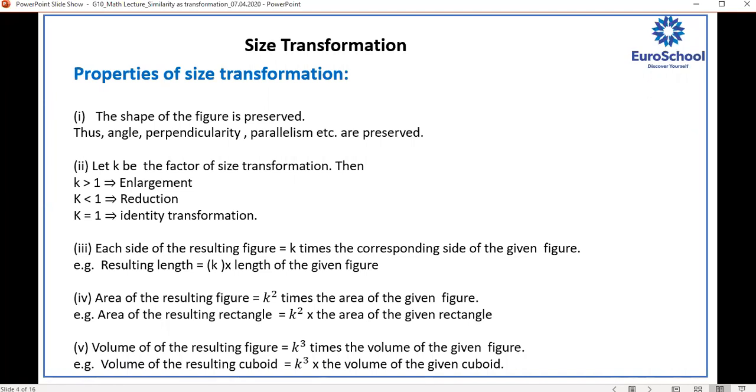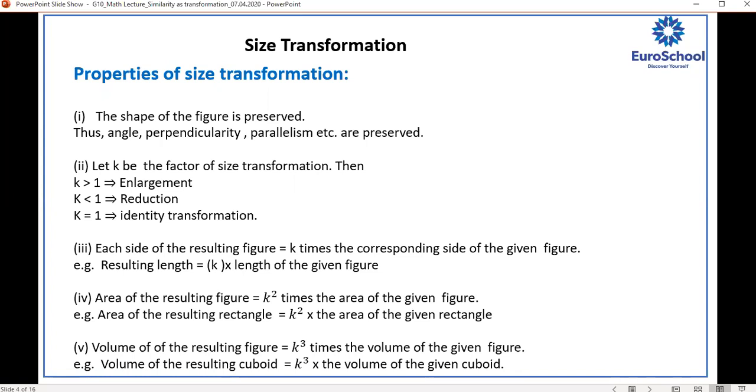Okay, now let's talk about the scale factor. If the scale factor is greater than 1, what does it mean? Ma'am, enlargement has occurred. Yes, it's enlargement, right? When your scale factor is less than 1, what does it mean? Reduction is happening. Now, when k is equal to 1, your scale factor is 1. It means identity transformation. It means there is no change in the size. It means the objects are congruent.